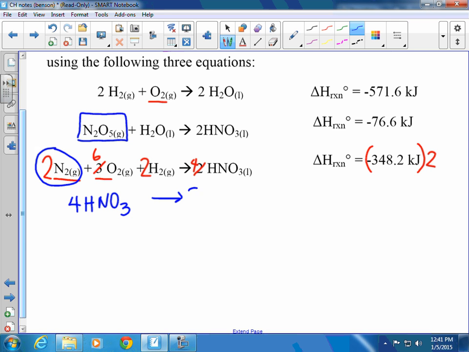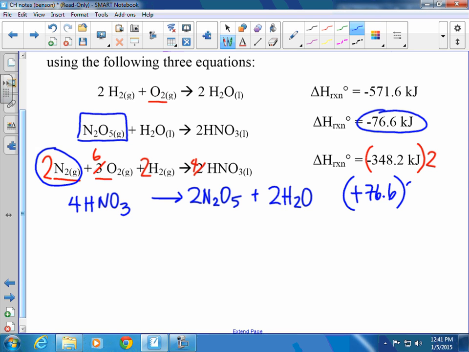And I'm going to have 2 moles when I multiply by 2 of my dinitrogen pentaoxide plus 2 moles of water. And when I take my heat of reaction here, what I need to do is flip that. So that's going to make that positive. And I need to multiply by 2, which is what I did. I flipped it, and it went from exothermic to endothermic, and I multiplied by 2. So I'd like to draw a line through this because I am no longer going to be looking at that one. And I now have my dinitrogen pentaoxide in the right form.